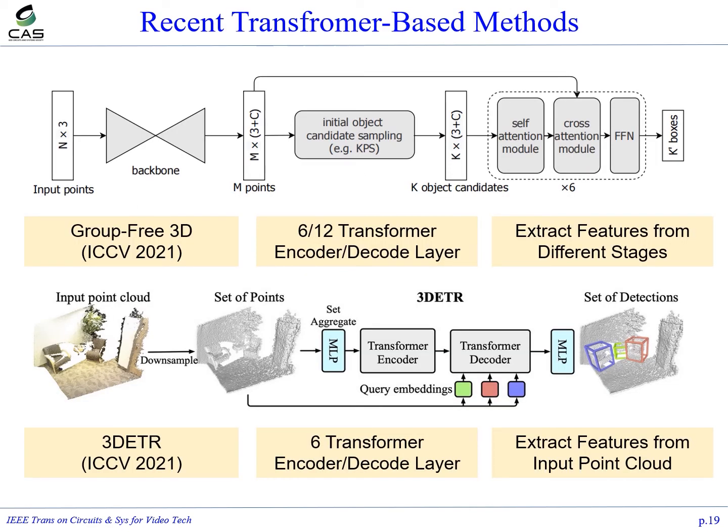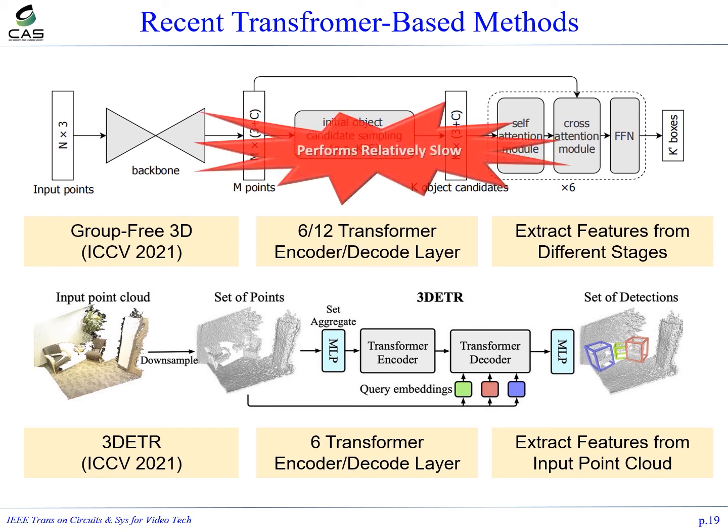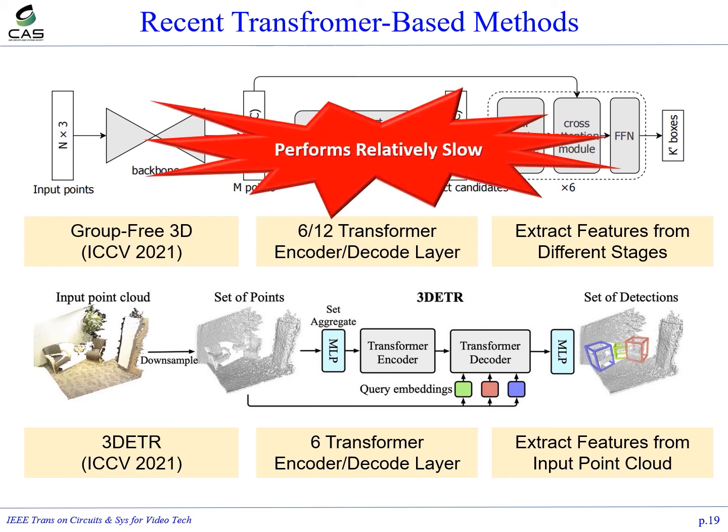After our article was submitted, several transformer-based methods were proposed in ICCV 2021. The Group-Free 3D method proposed a sampling method to generate initial object candidates and stacked attention modules to extract and refine object representations from all points. However, their method performs much slower than normal voting-based methods.